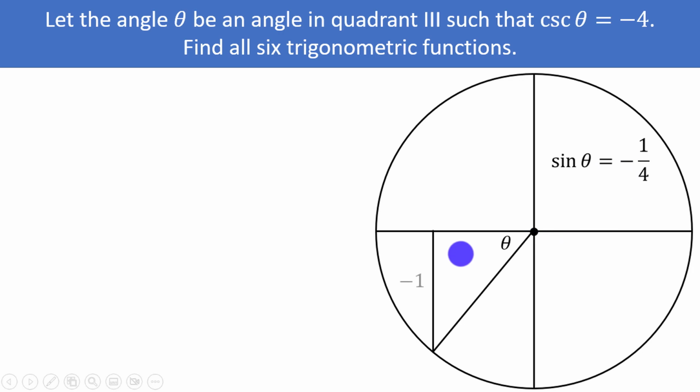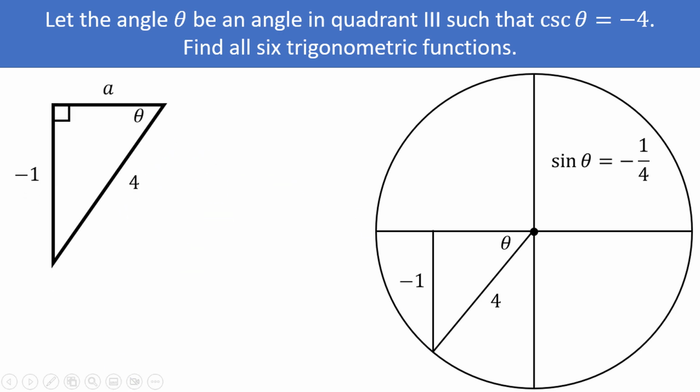That means that our opposite side must be negative 1, and our hypotenuse must be 4. We know that the opposite side has the negative sign because we are below the x-axis in quadrant 3, so that our height must be negative. We can work with this triangle on the side.